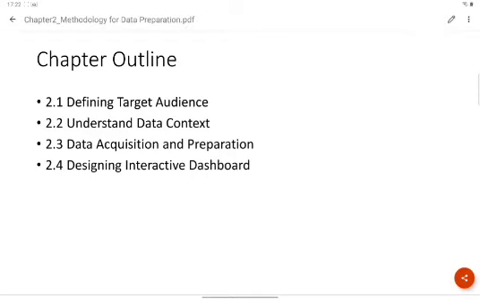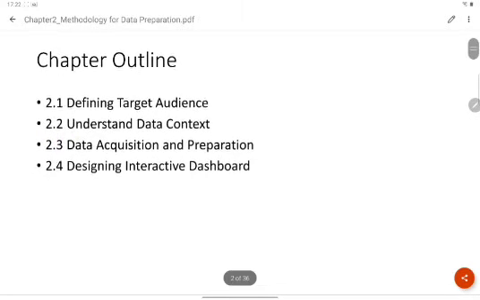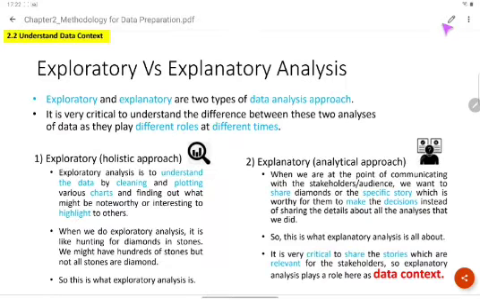Okay class, today we want to continue on 2.2, which is understand data context. In understand data context, we have exploratory versus explanatory analysis. Exploratory and explanatory are two types of data analysis approach, and it is very critical to understand the difference between these two, as they play different roles at different times.